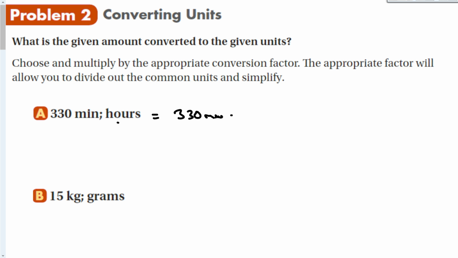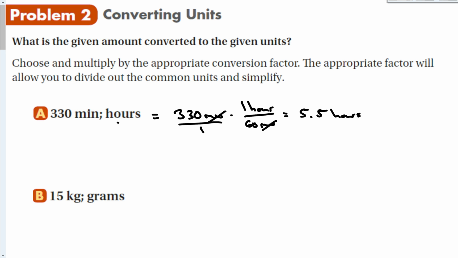So I want to wind up with hours. Whatever unit you want to wind up with goes on the top. So this is 1 hour over 60 minutes. Now, when I multiply these together, this is over 1. When I multiply these together, those two things will cancel out, and it will give me 5.5 hours. 330 times 1 divided by 60.